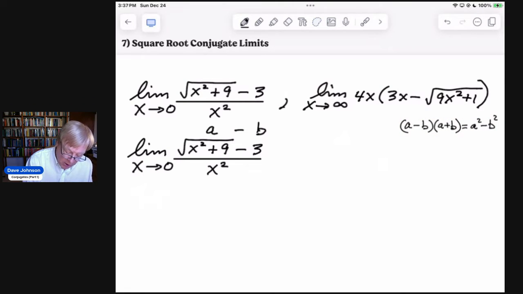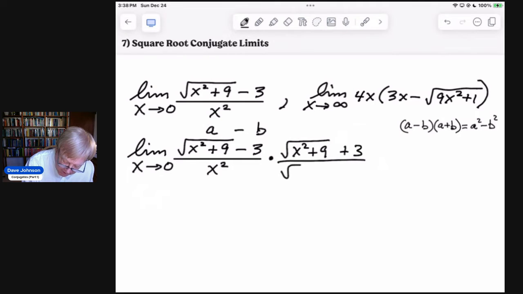And so I've got my a minus b upstairs. So we're going to multiply top and bottom by a plus b. Well, the a plus b is going to be the square root of x squared plus 9 plus 3, that's the a plus b, divided by, and then a plus b downstairs, which is still the square root of x squared plus 9 plus 3.